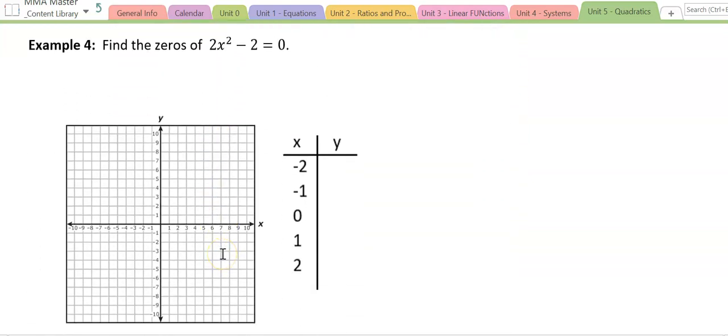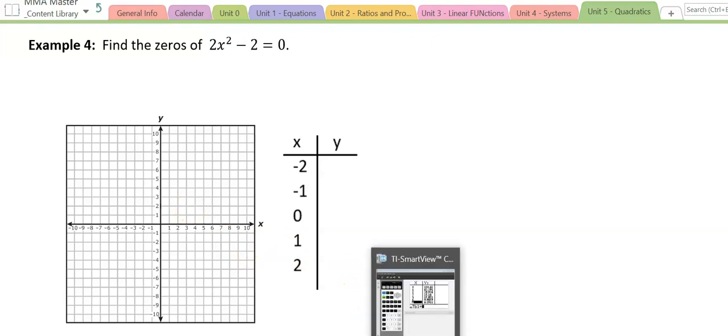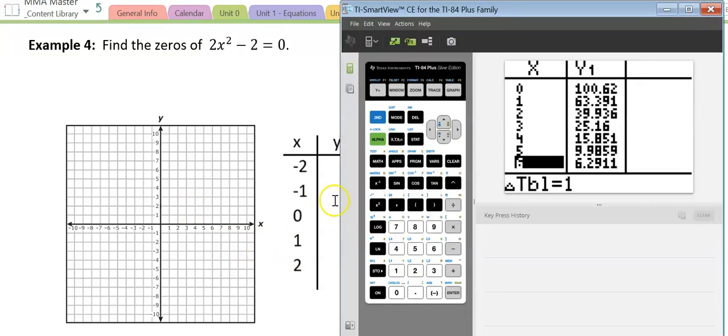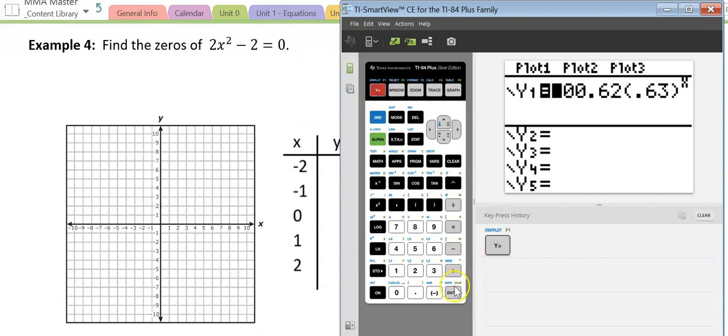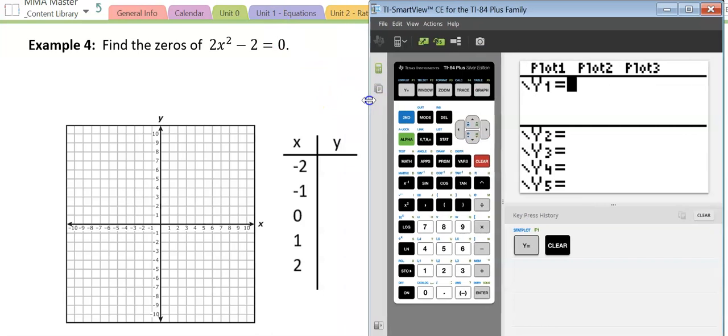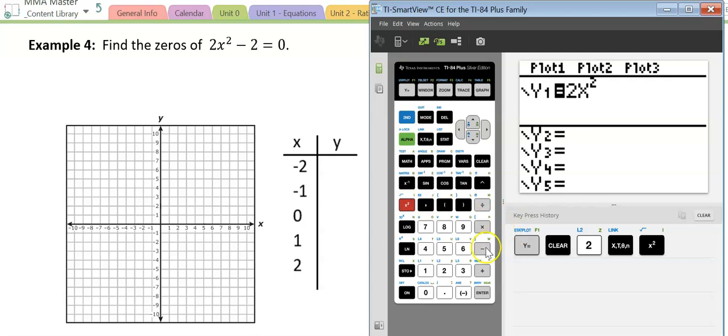Okay, so let's go down here. Example number 4 is to find the zeros of 2x squared minus 2. Hopefully you recall that zeros is another word for x-intercepts. So I'm going to bring up my calculator. I'm going to go to y equals, and I'm going to clear the equation in here, and I'm going to graph it. So I'm going to go to y equals. I'm going to do 2x, make sure you use this as your key, squared minus 2.